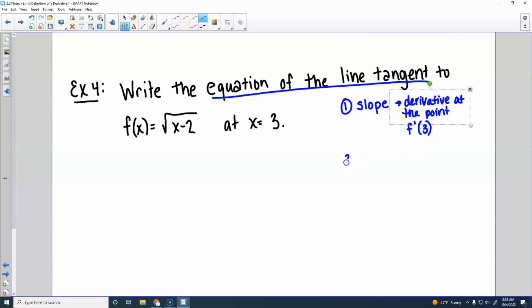Okay. We also need a point on the line. Okay. How do we find the point? Specifically, we want that point of tangency, the place where it touches. Just plug in 3. So we could just find f of 3. Right? And then I'm going to put third step, write the equation of the line.